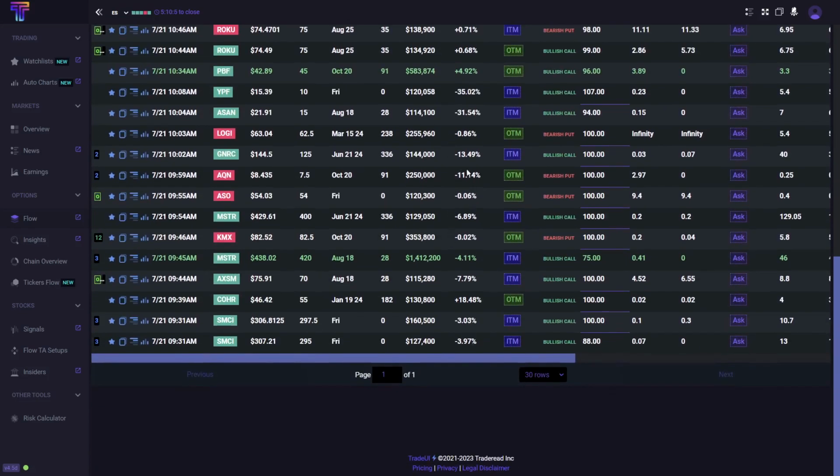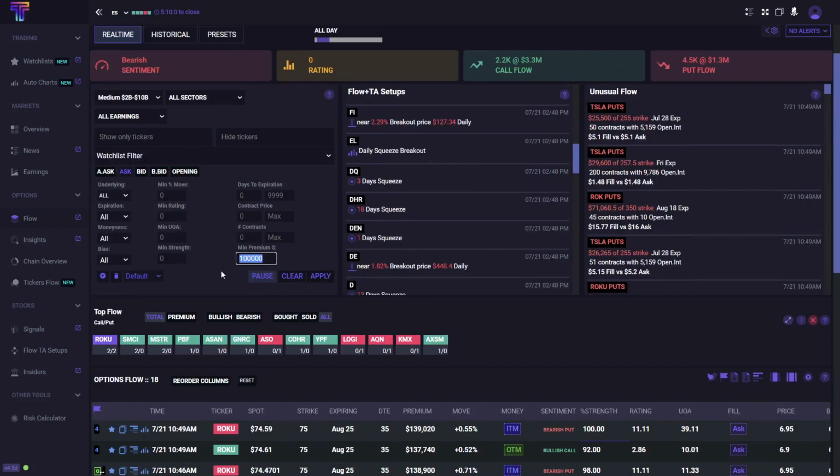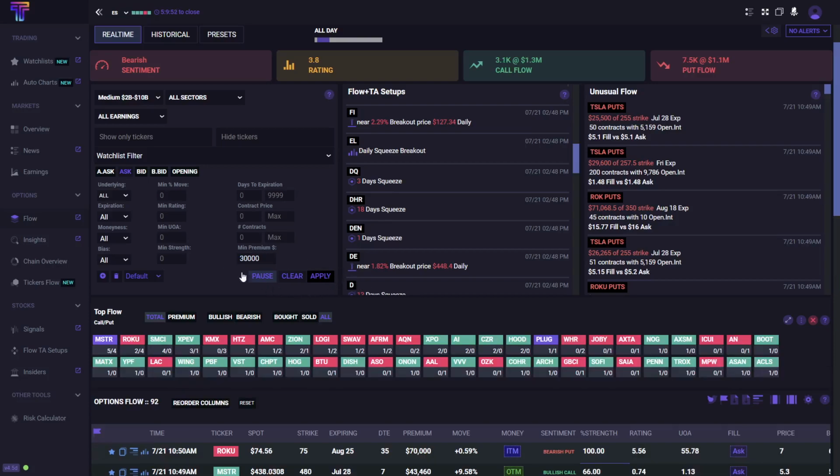You have a lot more in-the-money calls going on here. However, something you can look at is if you reduce your minimum premium to say $30,000, you'll probably see more contracts because it's a little less money and then it's a little less risk on their side. However, they see smart moves to the upside. So we'll do our minimum premium of $30,000, and we'll even set our out-the-money calls, and we'll see what's going on.